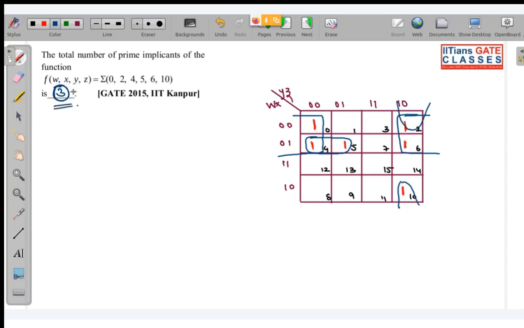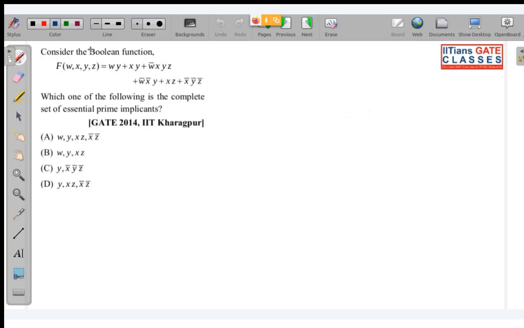You people are getting 3. Bhumika got others. Okay, fine. So 3 is the correct answer. Okay, 3 is the correct answer for this question. Now solve this question. Very good, Shubham. Solve this question. So this is a good question.